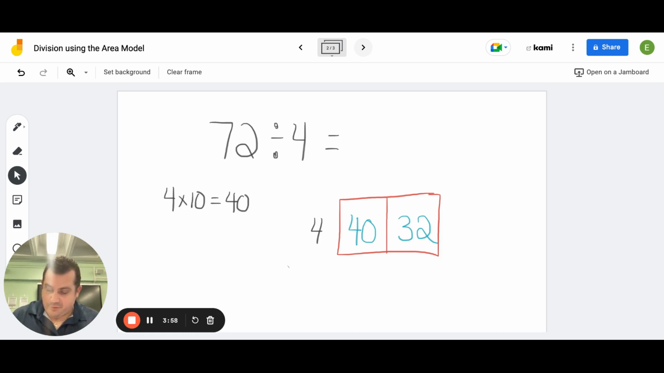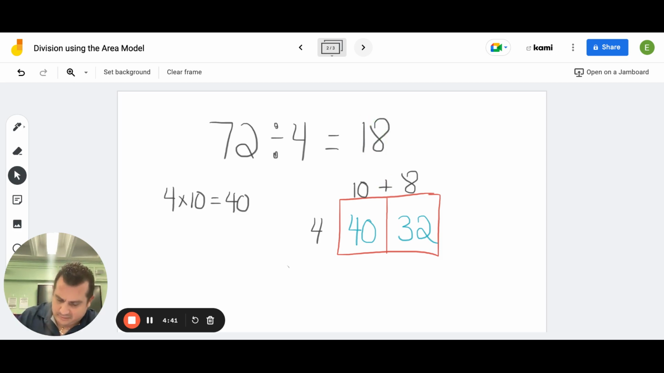But now let's double check that these are both friendly numbers, right? And now you have your area model here. So 40 divided by 4 is what? 40 divided by 4 is 10. So my quotient goes on top, just like in a long division problem, your quotient is going to go on top of your division house or the division bar. Okay. Now, does 4 go into 32? Well, 4 times 8 is 32. So now I put 8 above that part of the area model. So I now have 10 and 8. And what's 10 plus 8? That gives us 18.